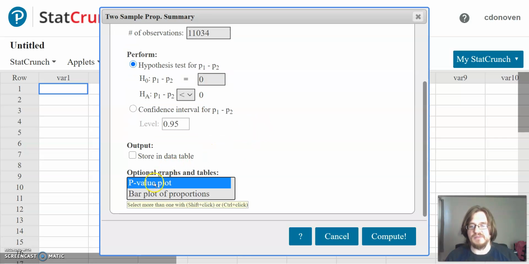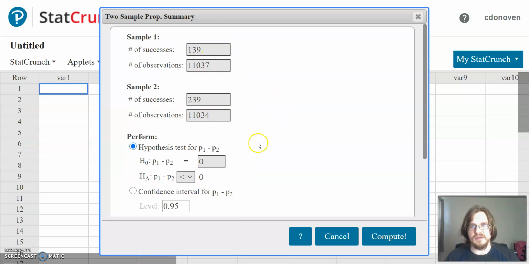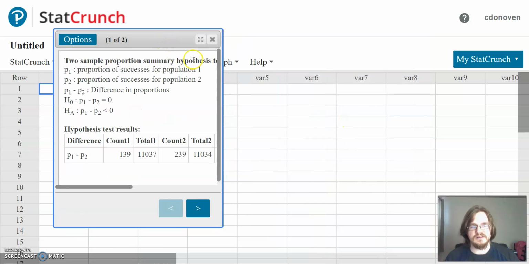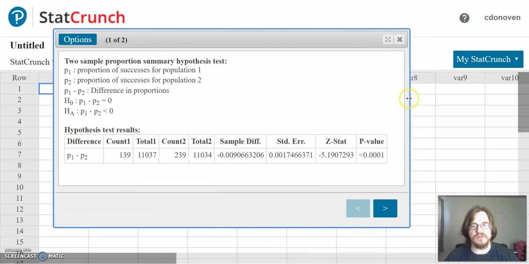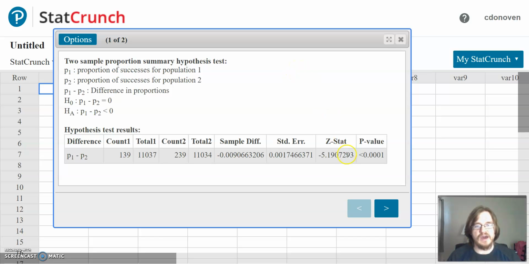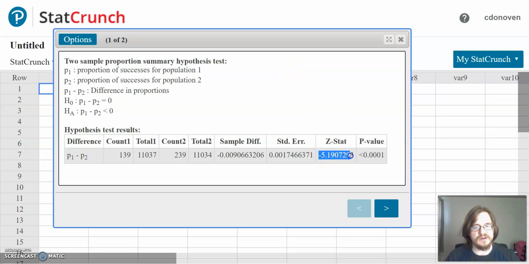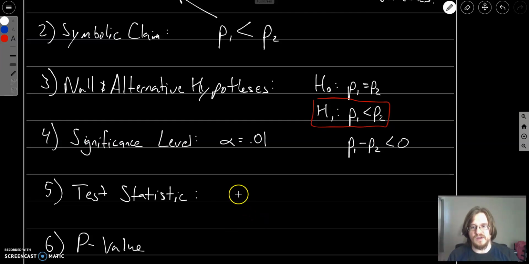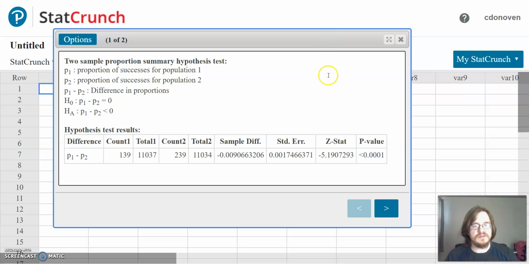And again, I will plot the p-values just as an option so that we can see the big picture. So if we compute this, we have everything that we need. Our test statistic is our z-score right here. So that's going to be negative 5.19, which we can write here. Negative 5.19, and the p-value is so small it's less than 0.0001.